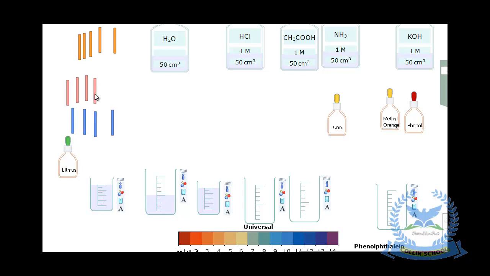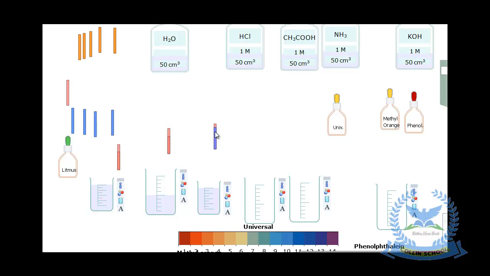Red litmus paper in a neutral substance: as you can see, the red litmus paper remains red. Red litmus paper in an acid remains red. Red litmus paper in a base: the red litmus paper turns blue.